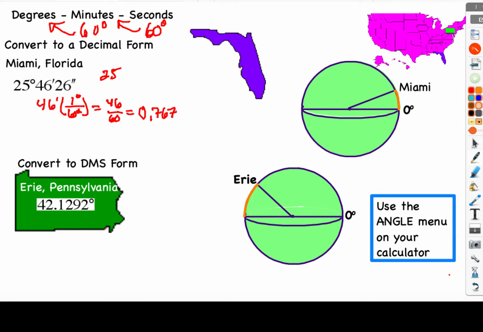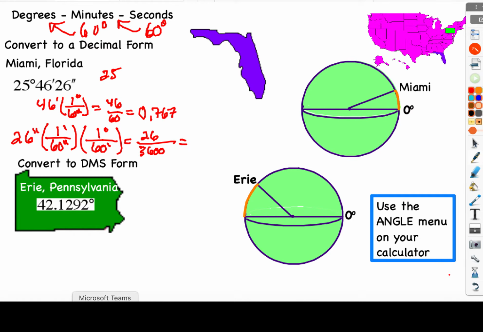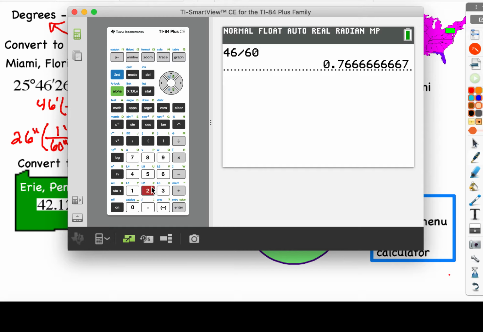Now, the same idea can be used to convert 26 seconds. If we want to first convert them, we can say that's 60 seconds per 1 minute. But again, I also don't want minutes, I want degrees, right? So I'm going to say that there are 60 minutes in 1 degree. Or basically 26 times 1 times 1, or 26, divided by 60 times 60, which would be 3,600. And 26 over 3,600 is going to be fairly tiny, so this might be a little bit hard to represent. But 26 divided by 3,600.